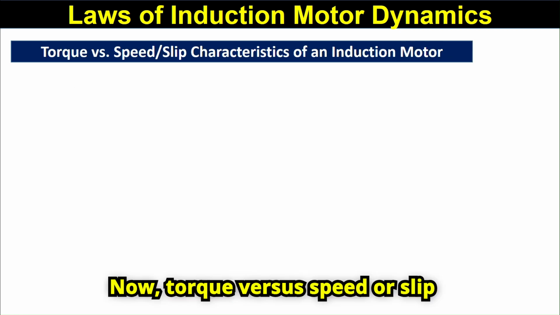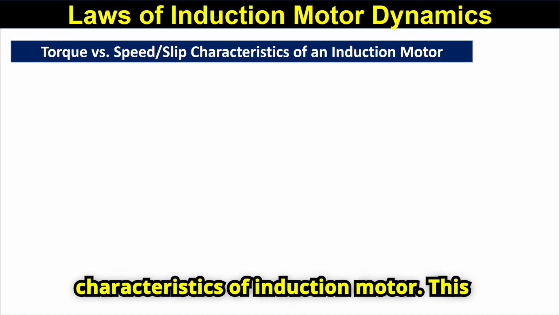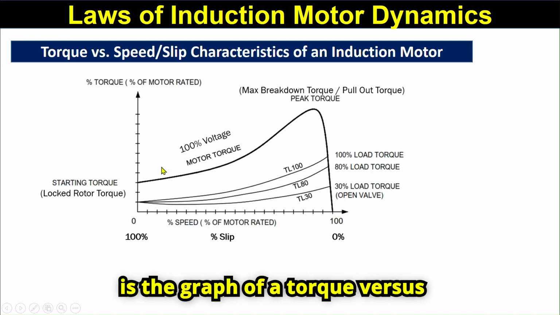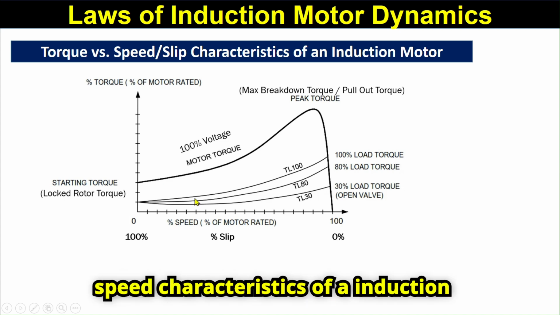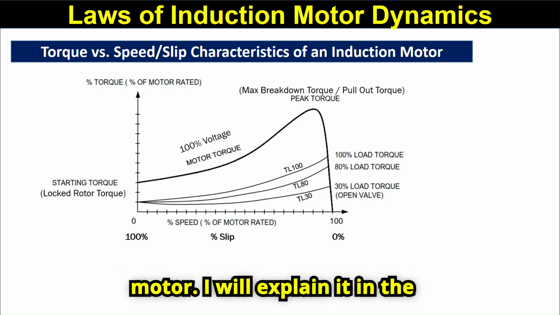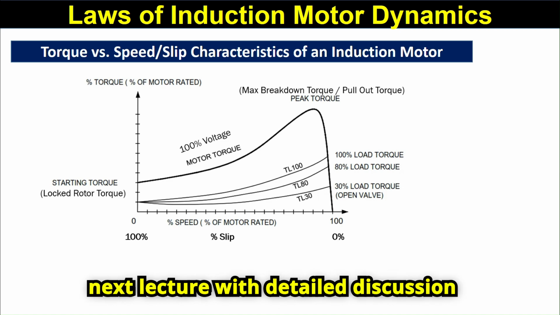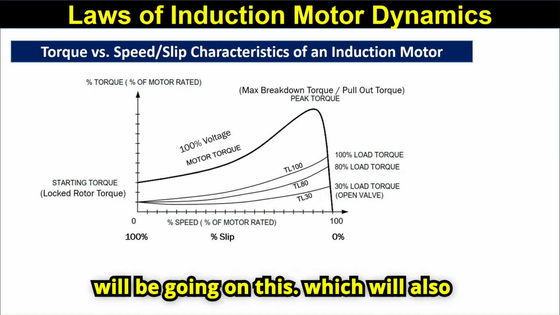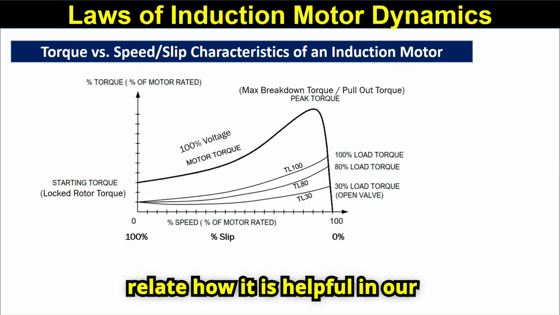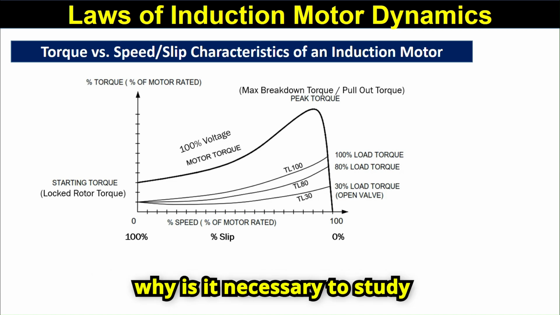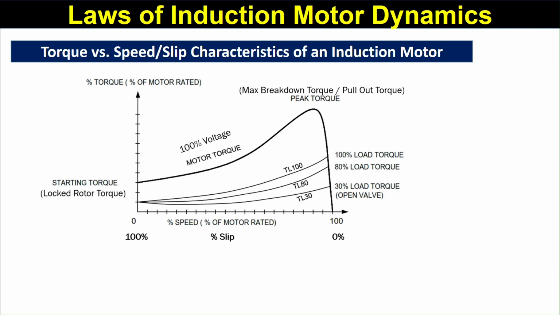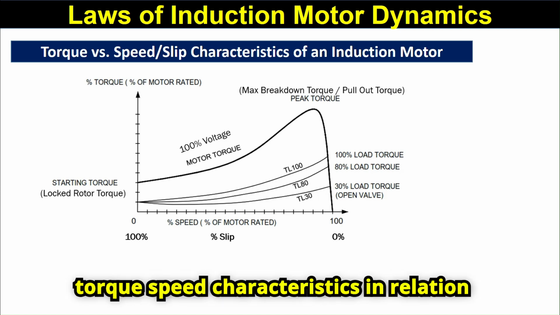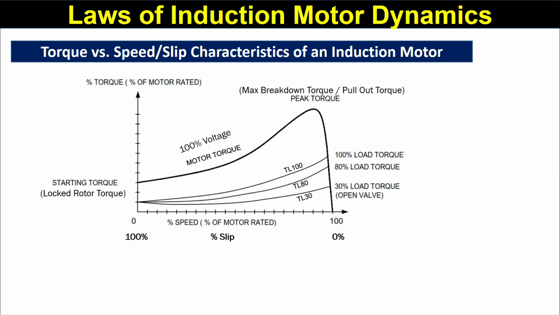Now, torque versus speed or slip characteristic of an induction motor. This is the graph of the torque versus speed characteristic of an induction motor. I will explain it in the next lecture, with detailed discussion, which will also relate to why it is necessary to study torque-speed characteristics in relation to our system.